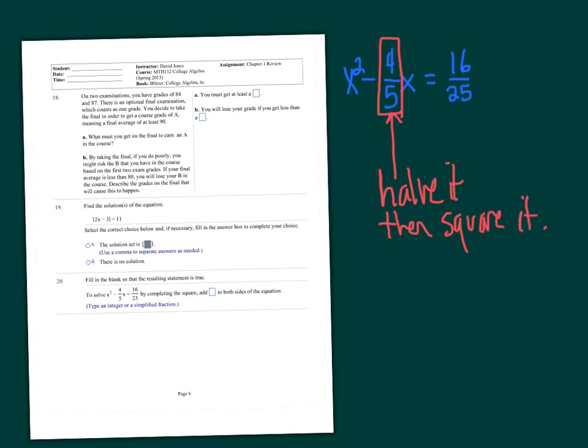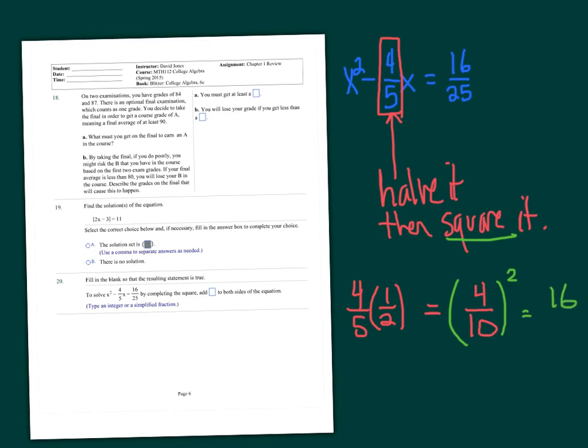So half of 4 fifths, all you have to do is take 4 fifths times 1/2 to halve it. That's going to give us 4 over 10. And then we want to square it. So we'll take that and square it, and that will give us 16 over 100. Okay? It says type an integer or a simplified fraction, so we do want to go a little bit further and reduce.